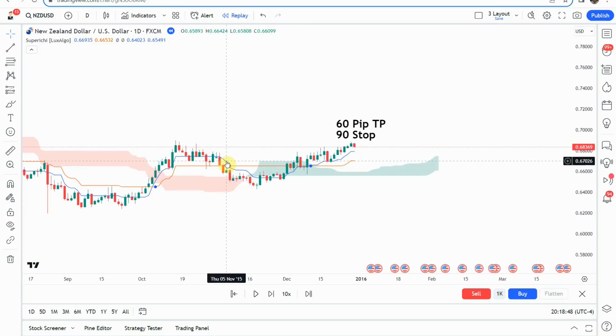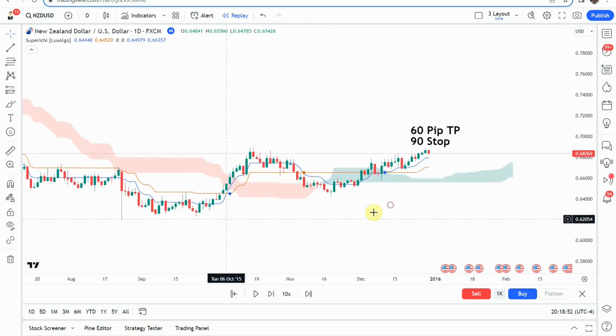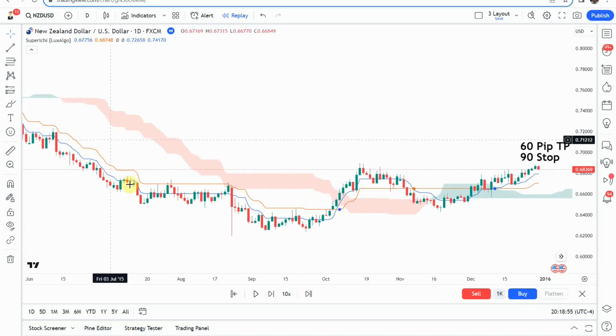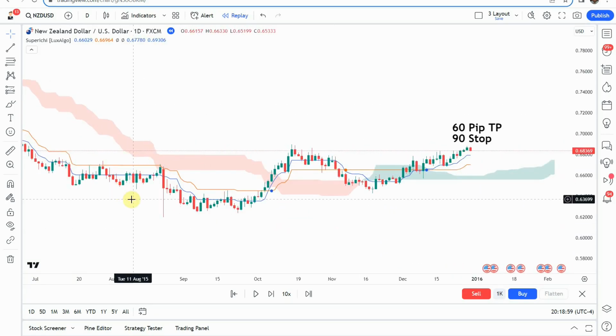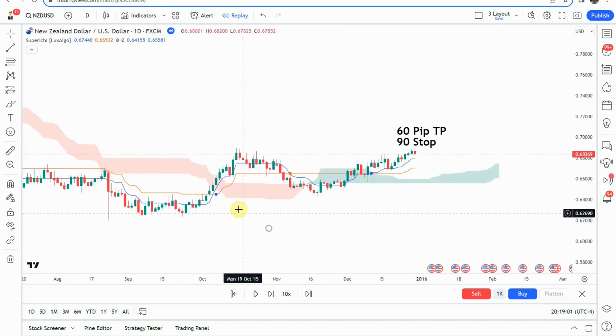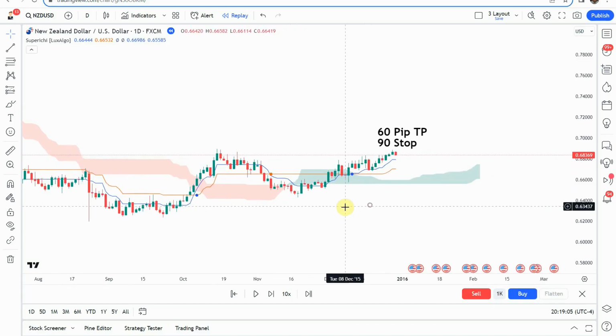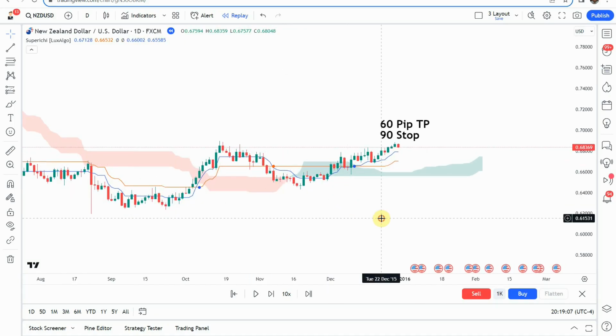When you get a cross of that blue line below the orange, you get the orange dot there. So what we're looking for is when the cloud is in the red position, we are looking for only short trades, and that's going to be shown when we get an orange dot like this here. And that would be our signal to then go short.